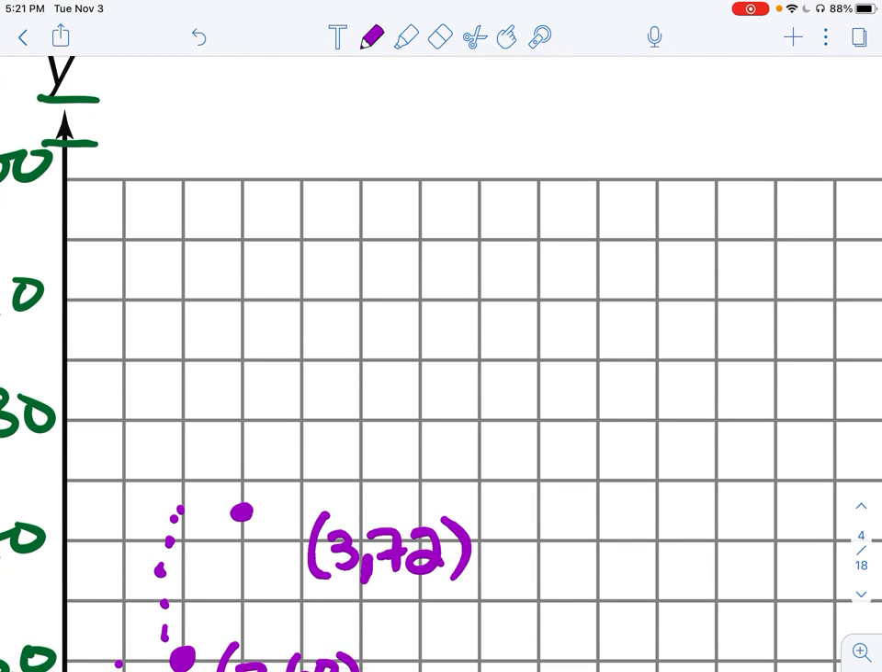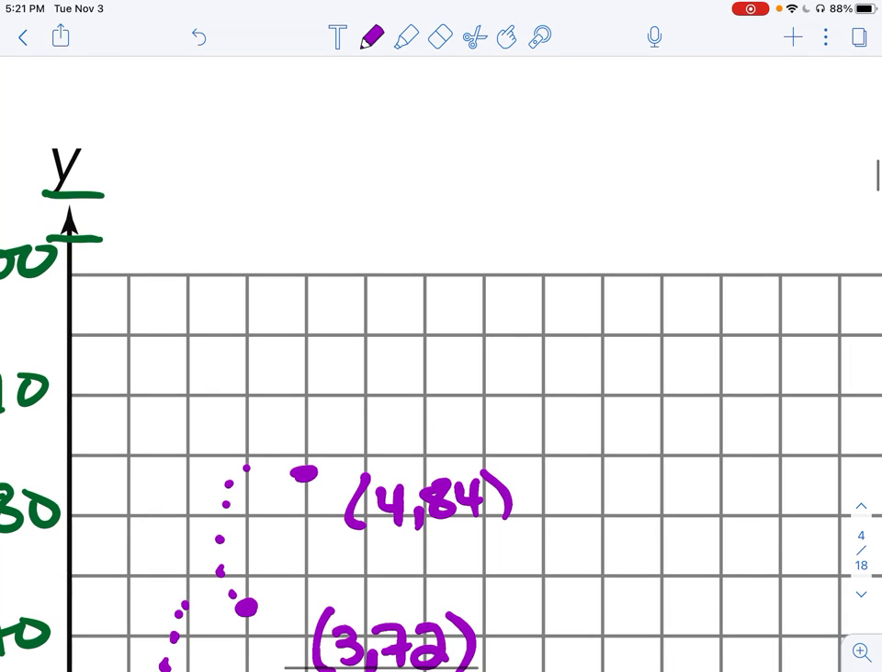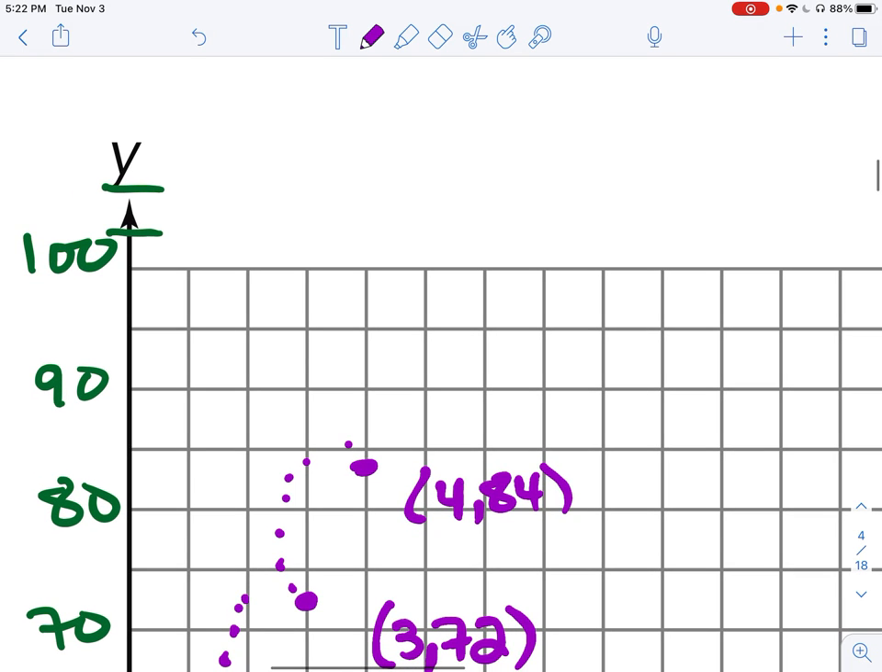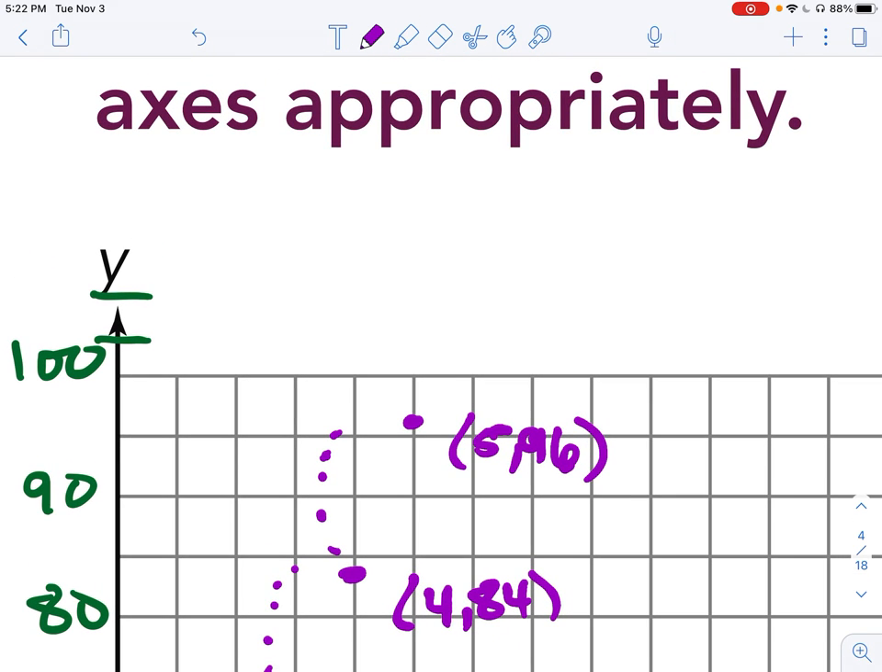Then 72 plus 12 is 84. So I'm going to come up here, almost here, and then go over here. So that's (4, 84). So I add 12 more, that's going to get me 96. So I'm going to come up here and go over 1. So that's (5, 96). And I didn't quite put enough numbers on here, but that's okay.